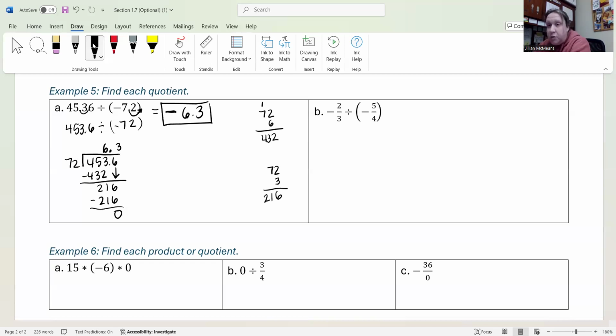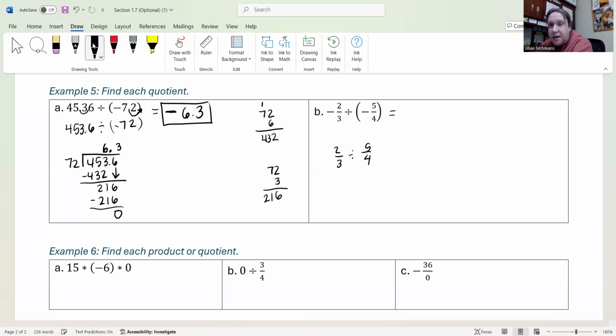Okay, let's look at part B. So we're still looking for quotients. Part B, though, we have 2 fractions. Both are negative, so that tells me this final result is going to be positive. I'm not going to deal with the signs when I do my actual division. I just remember that I'm dealing with 2 negatives. The result is positive. So for my side work, I have 2/3 divided by 5/4.